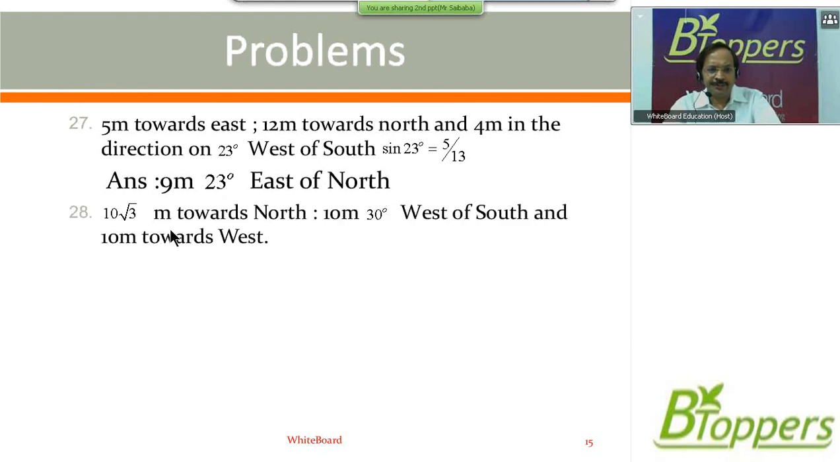Next question 28. The particle first moves 10√3 meters towards north, 10 meters in the direction 30 degrees west of south, and finally 10 meters towards west. You can take a pause now and try this problem yourself first. Answer is 10√3 meters in the direction 30 degrees north of west.